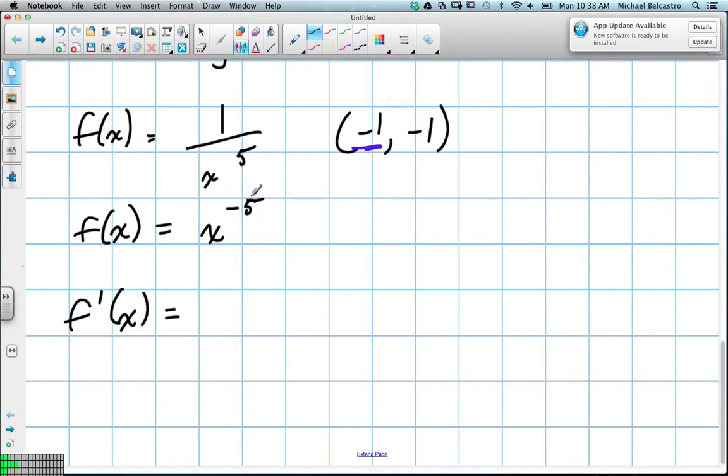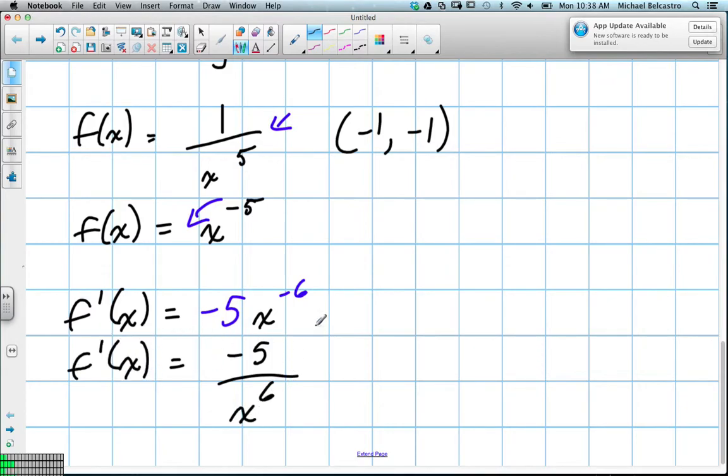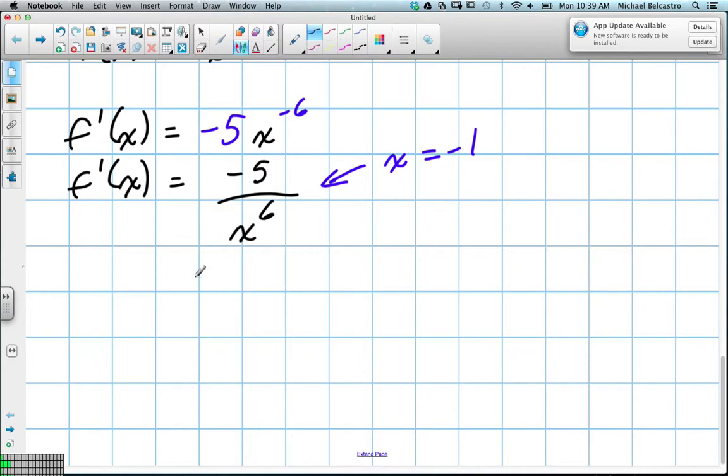is equal to, when we derive this, the negative 5 comes down in front. And when we subtract by 1, what will our new exponent be? Negative 6, that's right. Okay. I'm going to rewrite this again as a rational. We'll have negative 5 over x to the power of 6. So this is our f prime x, the derivative of our function. And they wanted us to solve for it when x was equal to negative 1, which means this equation, I'm going to plug the value of x is equal to negative 1 into it to see what we get. This will give us the slope of our tangent.